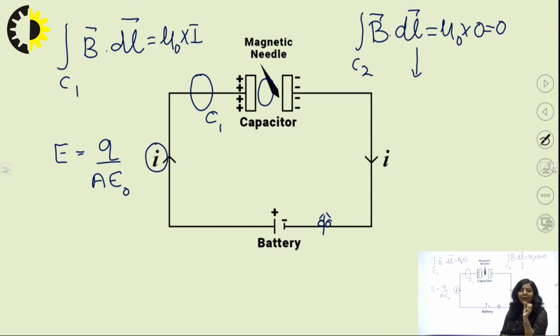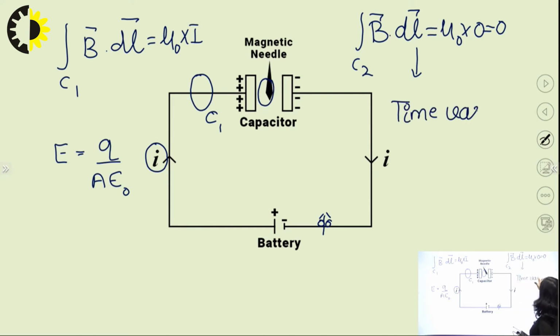So that time varying electric field is actually giving this deflection in the magnetometer box. This deflection which you can see here is because of the time varying electric field. So this time varying electric field is giving us a magnetic field.